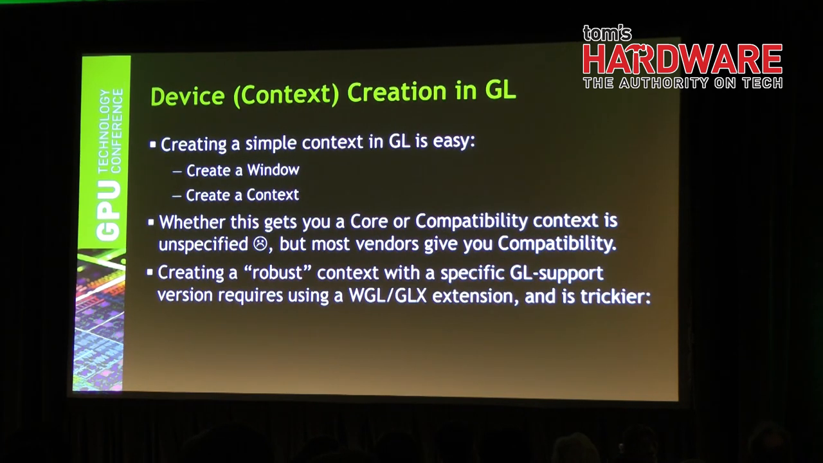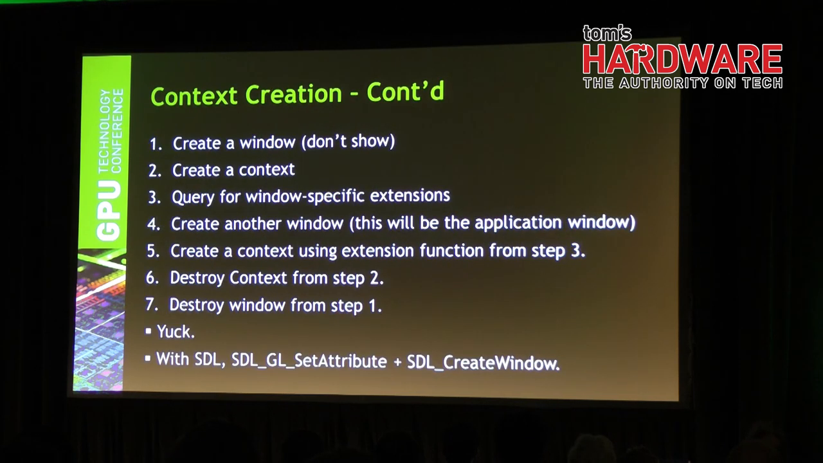Another thing that we bumped into in GL was the device context creation. It's a little bit more work in GL. The creation of a simple context is really easy. You just create the window and then you create a context. It doesn't get any easier than that. But if you want core or compatibility specifically, because it's not specified which one you're going to get by default, most of us give you compatibility, but it's not specified, then you have to create a robust context. And that's a few more steps.